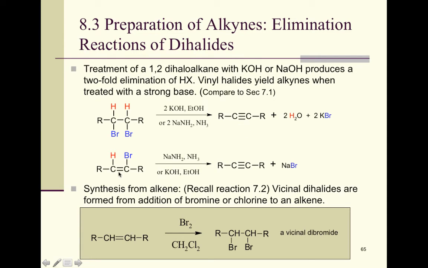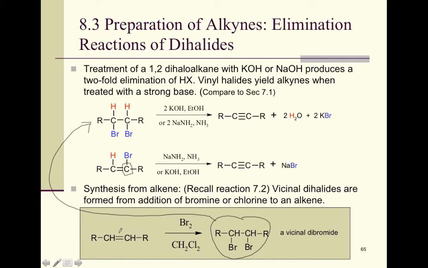We can also use an alkene with HBr. This carbon right here is a vinyl carbon, so this is a vinyl halide. This can undergo the reaction to also form an alkyne. What I have at the bottom here is a vinyl dibromide. That's how you would have gotten this in the first place.